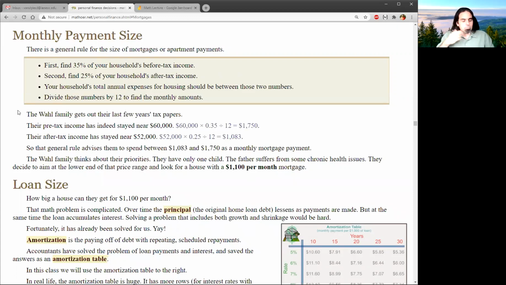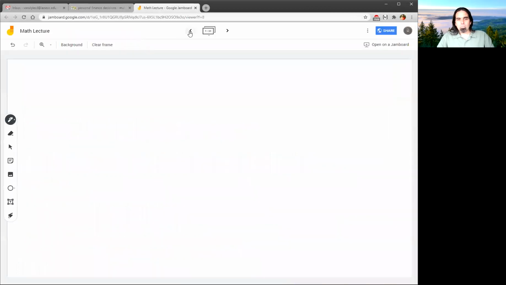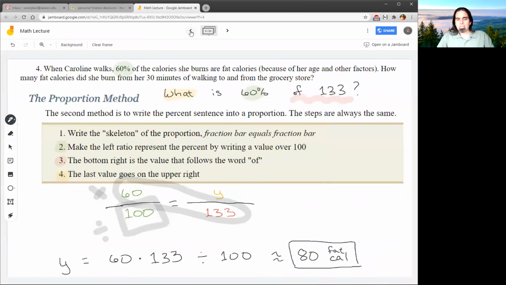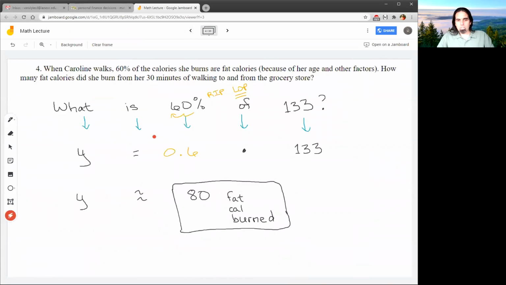So the Wall family does this. Their pre-tax income was again 60,000. So they find 35% of it. They're multiplying by 0.35 because that was how we did percent of a number. When we looked at what we did here, if it's percent of a number, the "of" is going to be multiply, so I can just use riplop and multiply. The y is always on the other side, minding its own business, away from the equal sign. So percent of a number, do riplop and multiply.